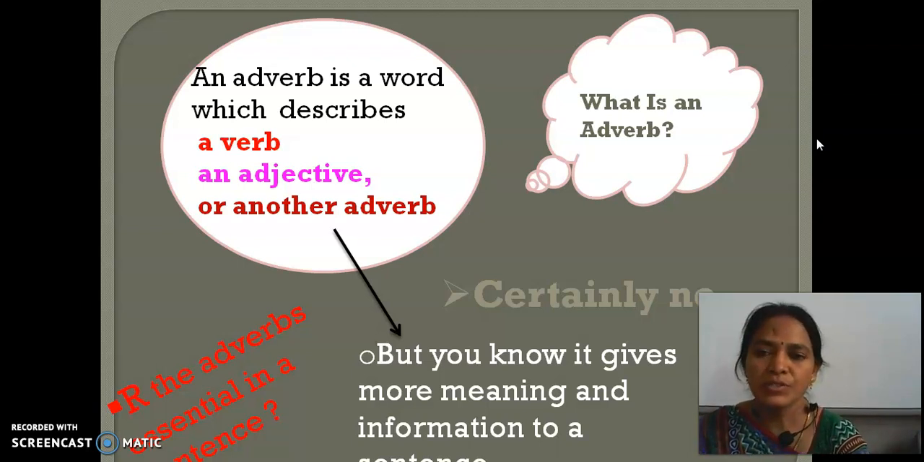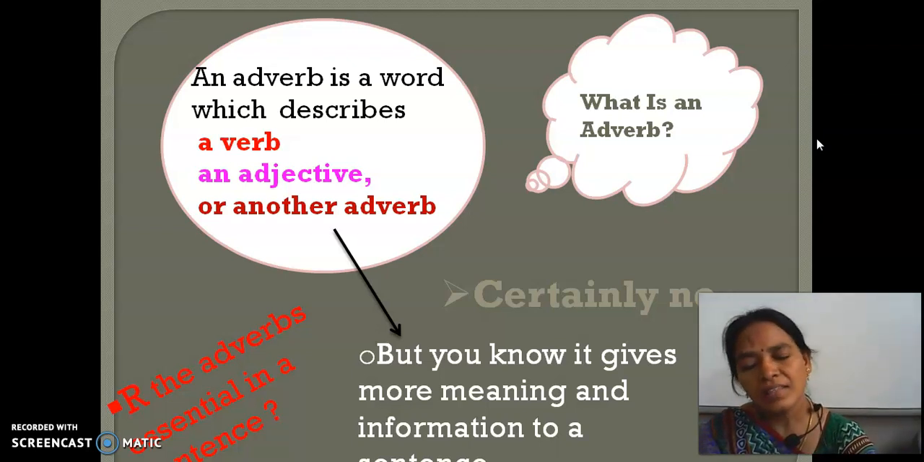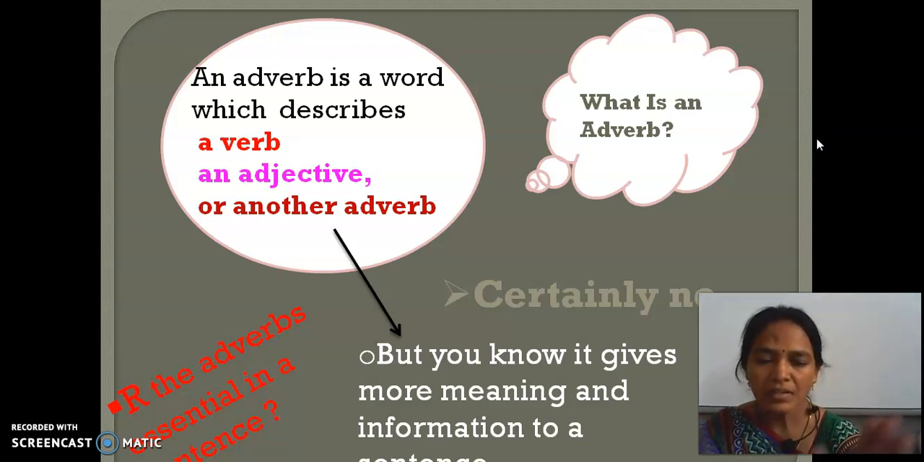I hope you have understood what an adverb is. For the time being, I have just explained to you what an adverb is, and I want you to write it in your classwork. Then further we will be going for the exercises. Before that, I just want to tell you one thing.